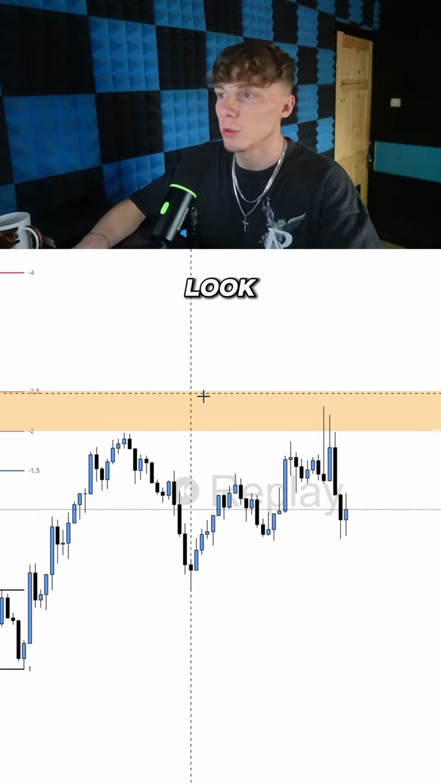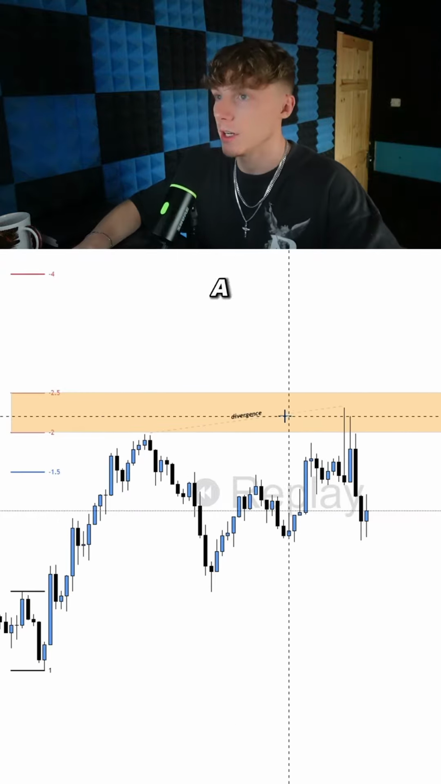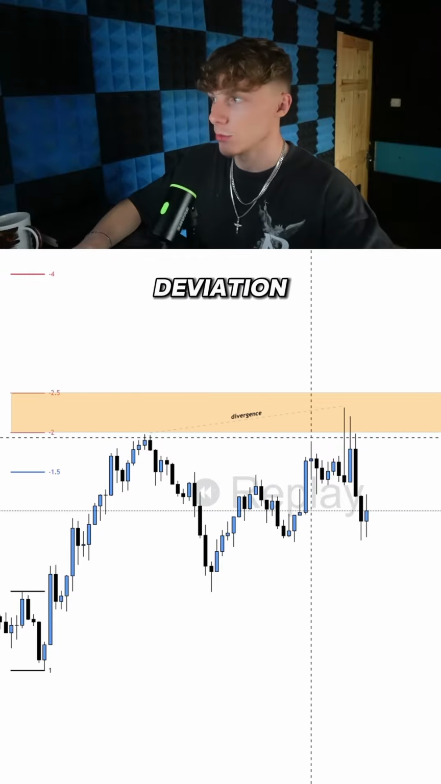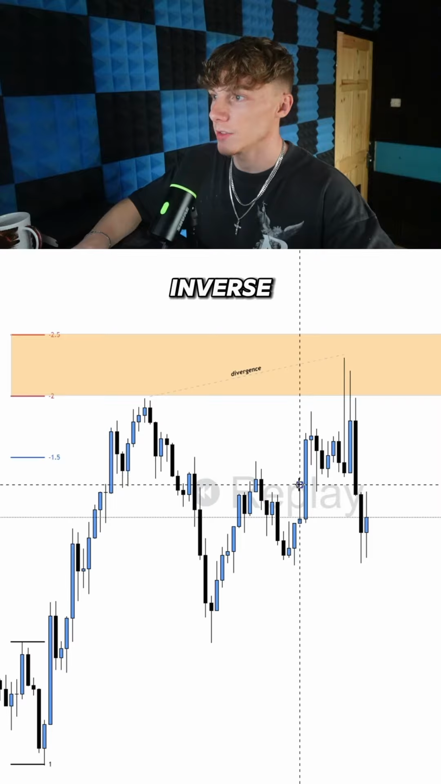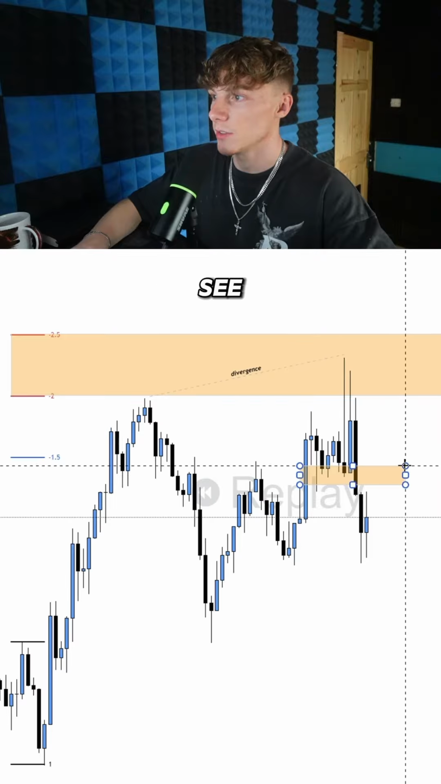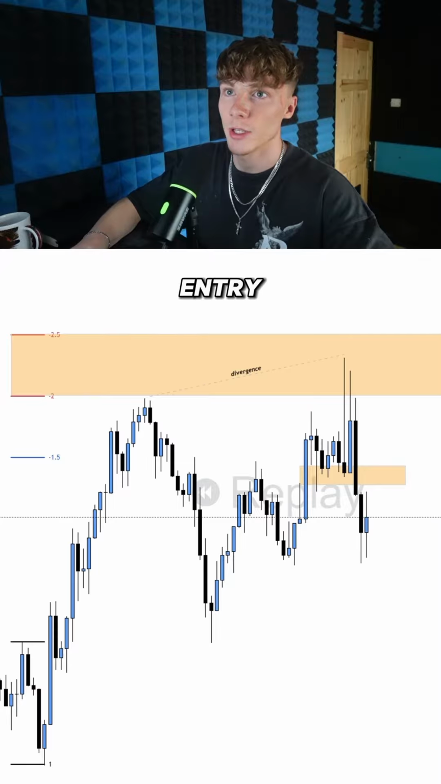So what I'd normally look for here is something such as divergence. So once we have a divergence inside the deviation -2 to 2.5, what I'd normally use is something such as an inverse gap as an entry. So you can actually see here that we've candle closed this gap with some pretty strong momentum. So this would be my entry point here.